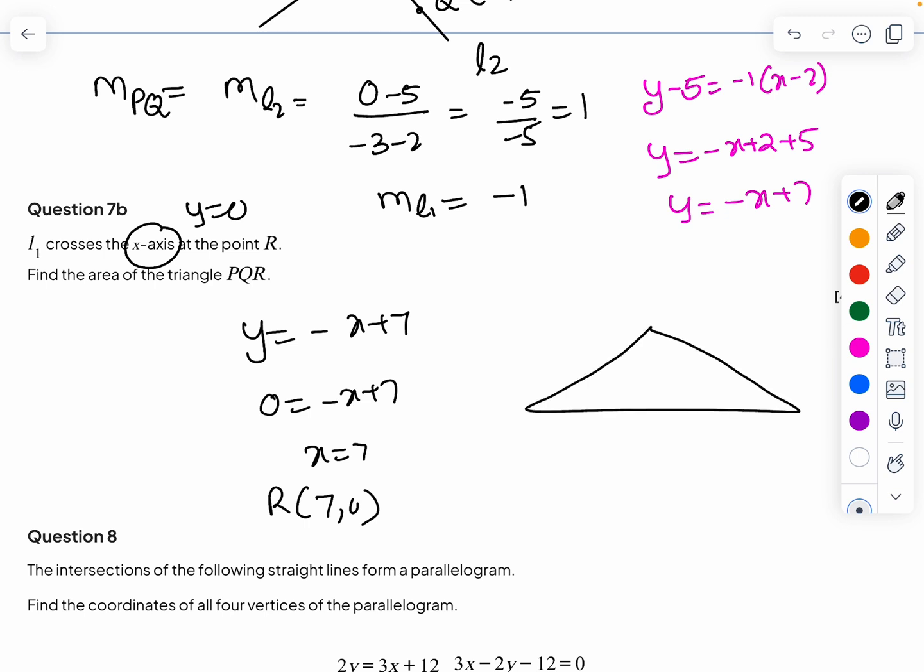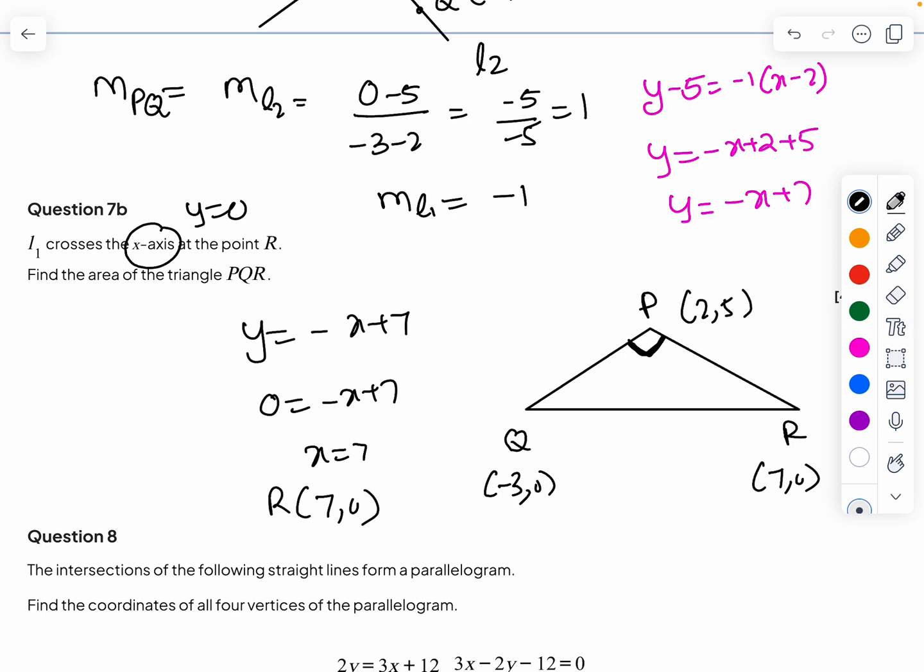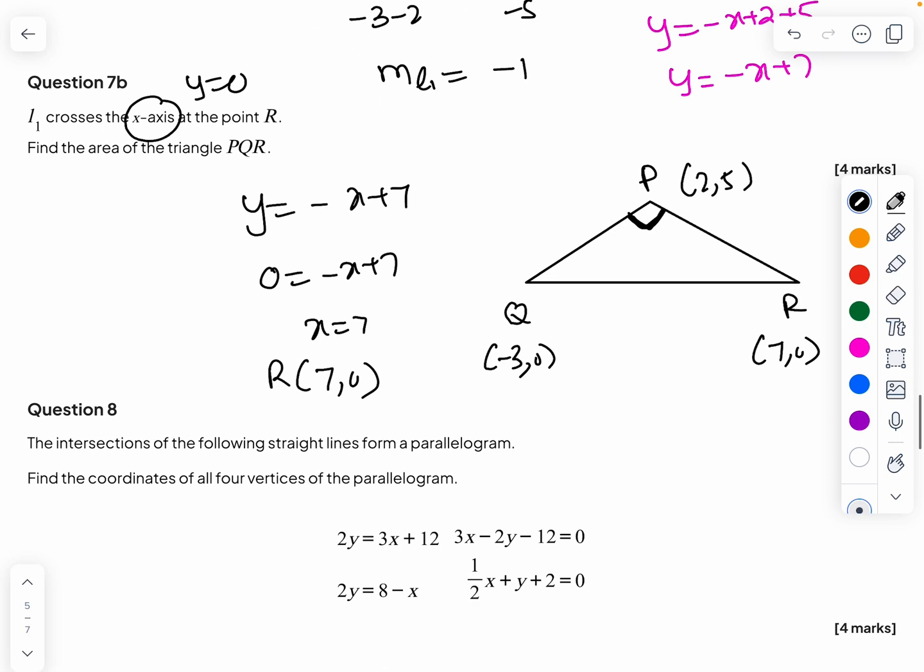So it is like this. This is Q, this is R, this is P. At P it is 90 degrees, so it is a right angle triangle. Q is (-3, 0), R is (7, 0) and P is (2, 5). Now what should I do? I should be finding the area of a triangle. If I consider this a right angle triangle, this becomes the base and this distance becomes the height.